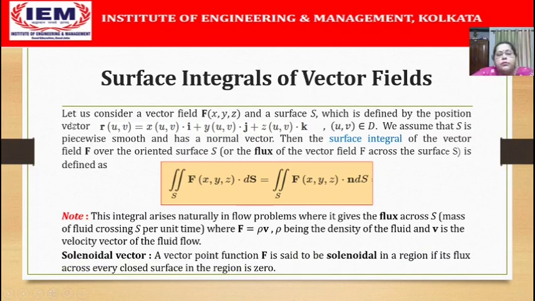We'll now see one more definition, solenoidal vector. This you may have seen while you learnt multivariable differentiation. Here we define it like this, that a vector point function f is said to be solenoidal in a region if its flux across every closed surface in the region is 0.